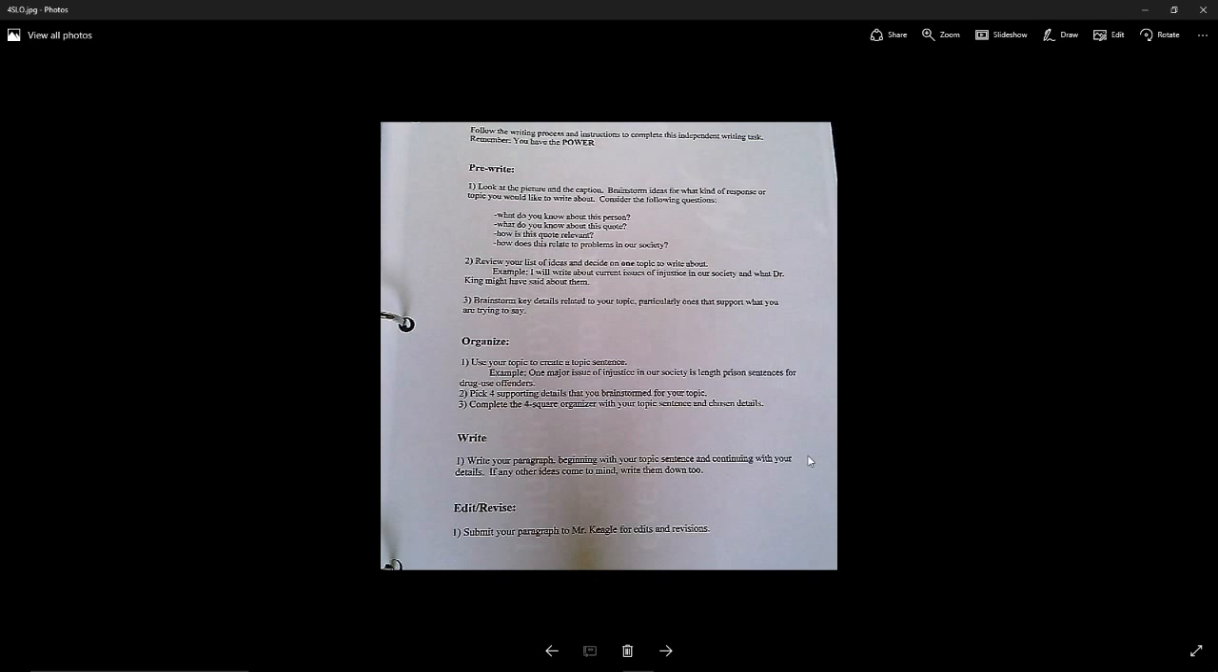This is the writing process, and we use an acronym called POWER, and POWER is an acronym that stands for pre-write, organize, write, edit, and revise. And what I've done here is not only represented the writing process to them with the acronym, but also for the specific writing task that they will be doing, which we'll see in the next slide.